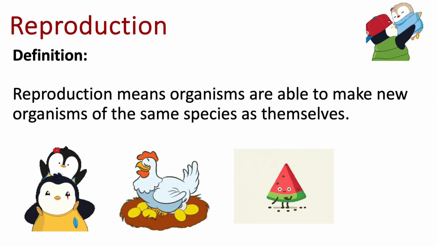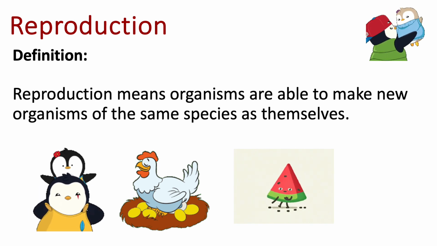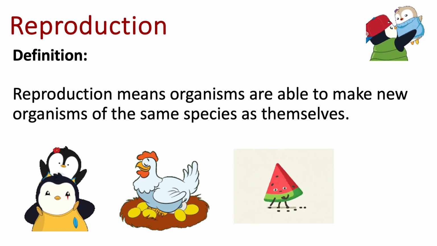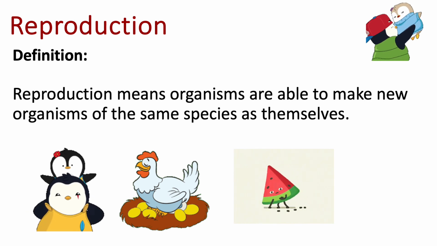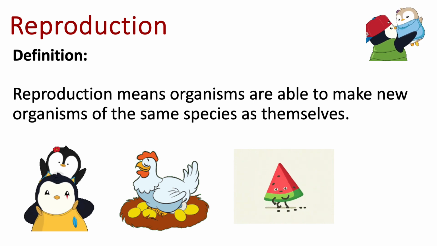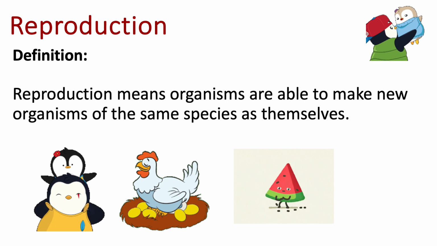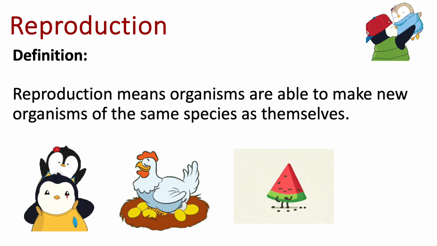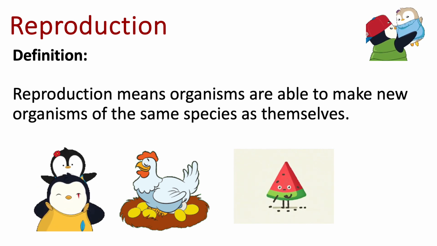Reproduction means organisms are able to make new organisms of the same species as themselves. It's another vital process to help in the continuity of the species. It means species can survive for many generations and it does not become extinct. There are different ways in which living things can reproduce. For example, some animals and humans give birth to babies. Some animals lay eggs. Plants produce seeds, and some of them produce spores as well.